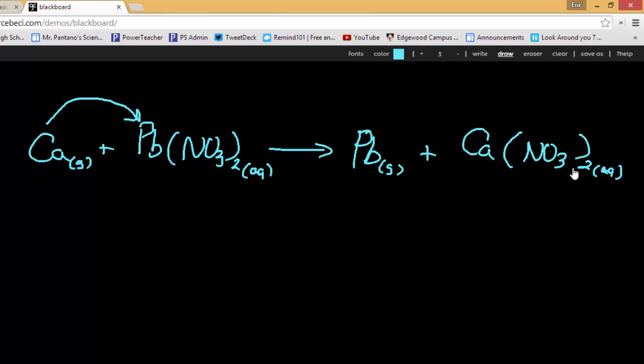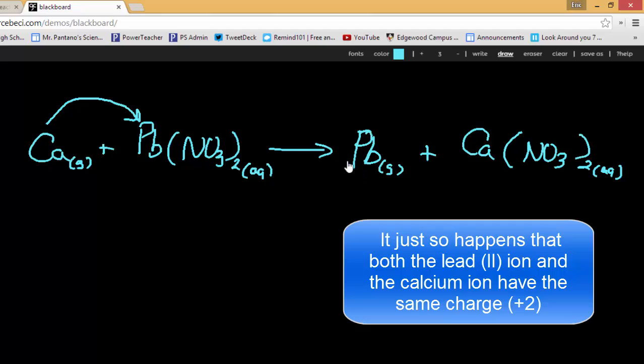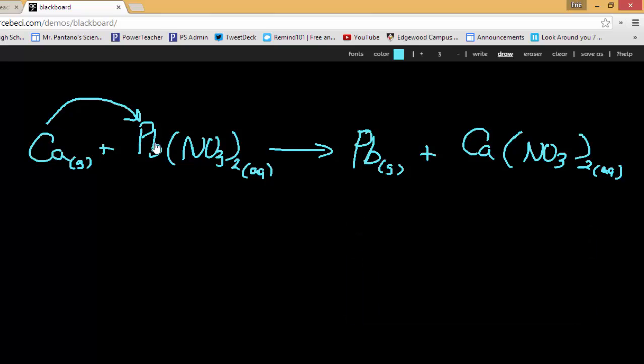But notice that I've written my formulas the way that I know how to write formulas. Okay? So, in a single displacement reaction, the element will replace a similar element to itself. Both of these are metals. That's how they're similar. Now, there is something about being more reactive, less reactive. We'll talk about that later, but that's basically how you do it. Okay? Let's take a look at the next example.